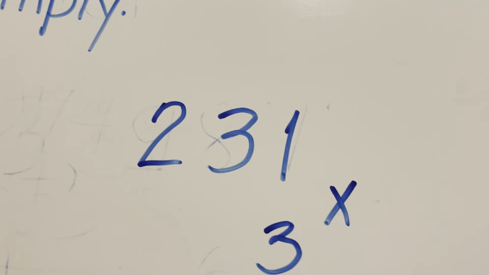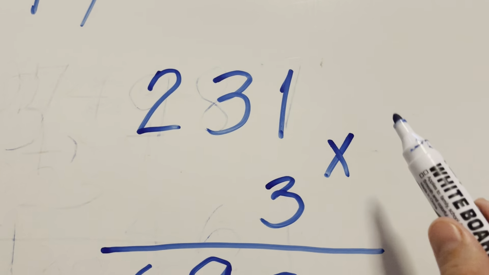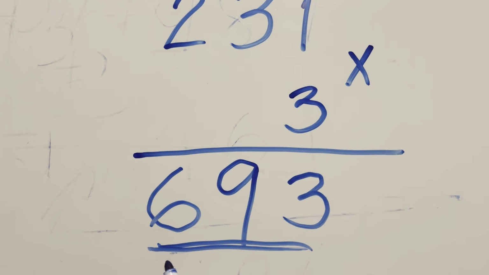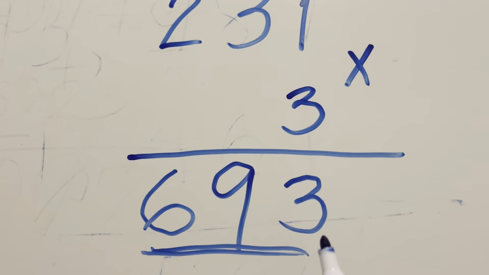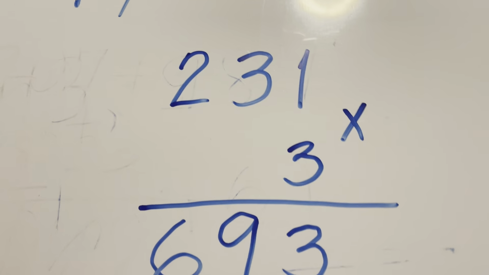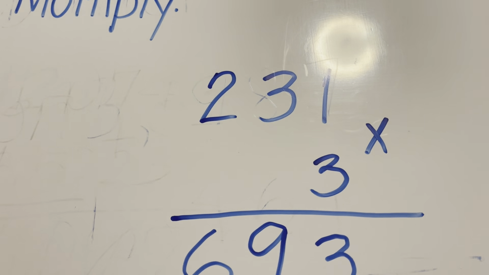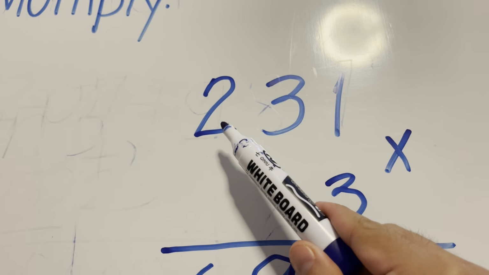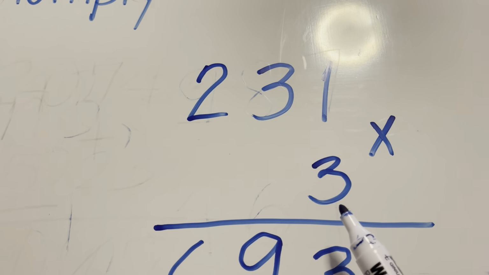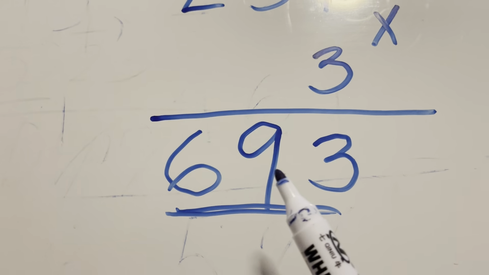So let's repeat. 231 times 3 equals 693. Students, are you ready to use the grammatical structure? What is the product of 231 and 3? The product is 693.